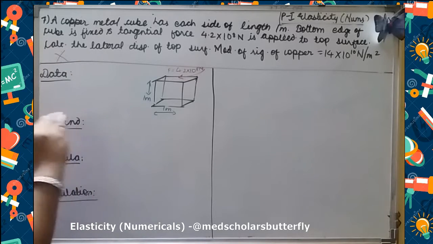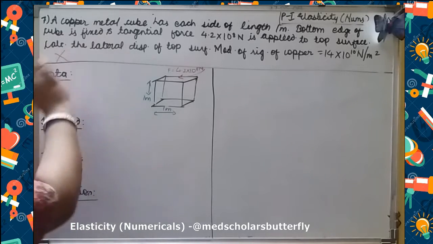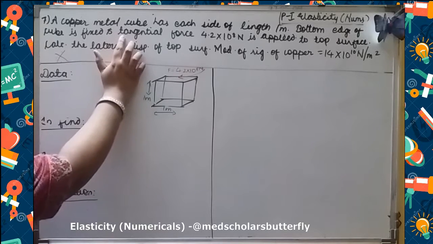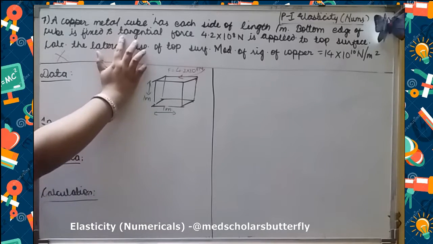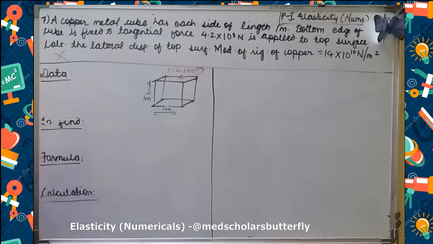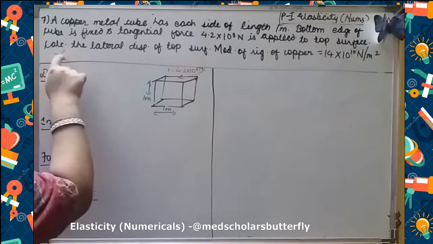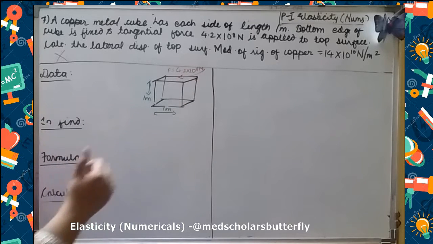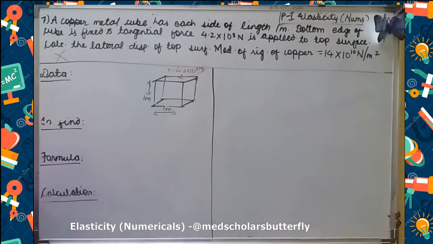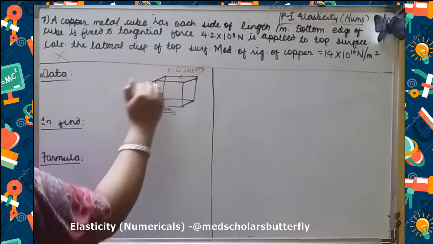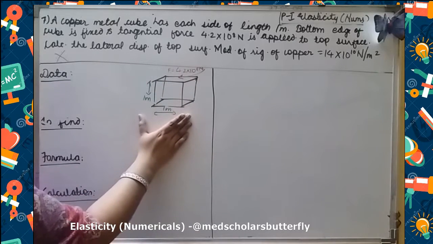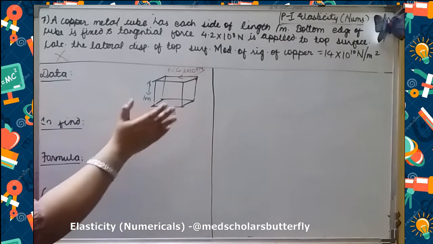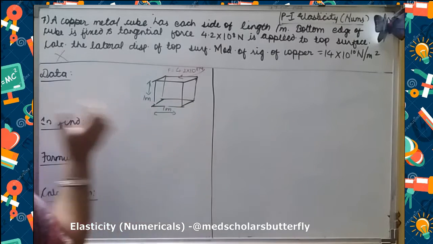Bottom edge of the cube, the lower layer is fixed, not changing, and tangential force is applied of this much amount to the top surface only. Calculate the lateral displacement of top surface. How much is the displacement? Where modulus of rigidity of copper is given. Okay. So this is the rough diagram I have drawn. You can also draw a diagram. It will make your answer more presentable.